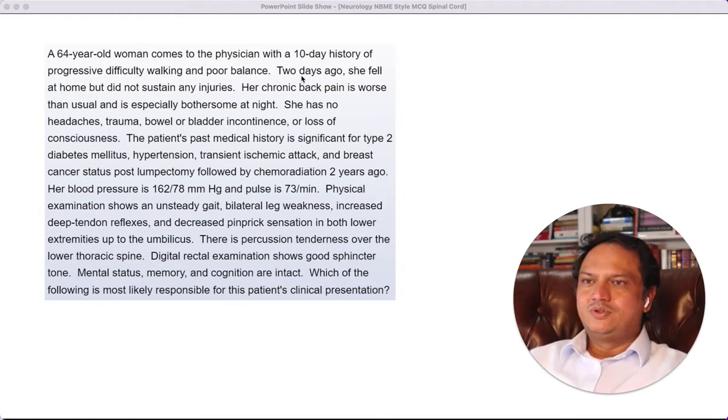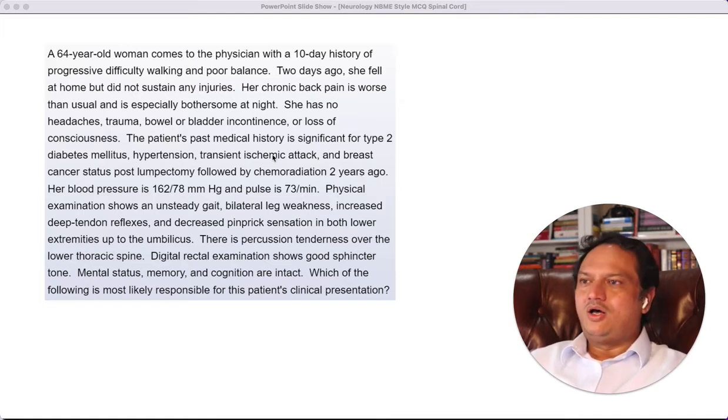Two days ago, so after 8 days of this onset, she fell at home but did not sustain any injuries. Her chronic back pain is worse than usual. So she has a remote history of chronic back pain, chronic meaning at least a year or longer, and it is especially bothersome at night. She has no headaches, trauma, bowel or bladder incontinence, or loss of consciousness. The patient's past medical history is significant for type 2 diabetes, hypertension, TIAs, transient ischemic attacks, and breast cancer status post lumpectomy, followed by chemoradiation 2 years ago.